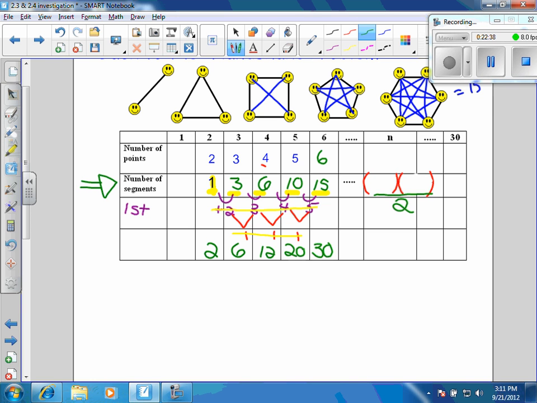So let's see if I can find a pattern for this. So 1 times 2. What about 6? 2 times 3. 3 times 4. 4 times 5. 5 times 6. So do we agree there's a pattern? Yes.